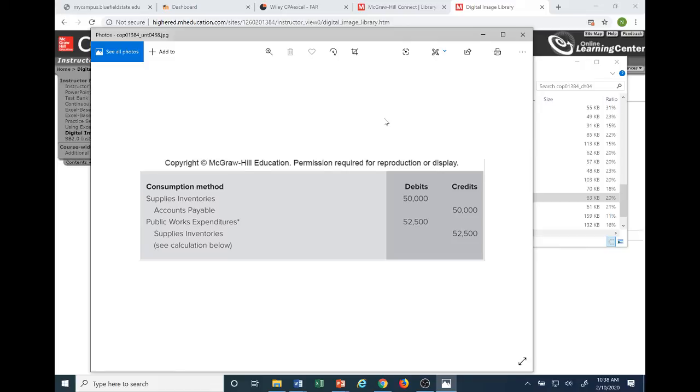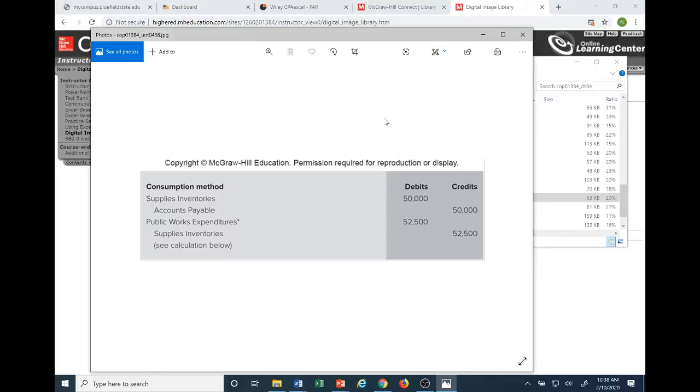With the result that the expenditure equals the amount of supplies used during a period. So let's assume that the Public Works Department began the year with $4,500 worth of supplies, right? They purchased $50,000 worth of supplies during the year, and the ending inventory of unused supplies was $2,000 at the end of the year, okay?